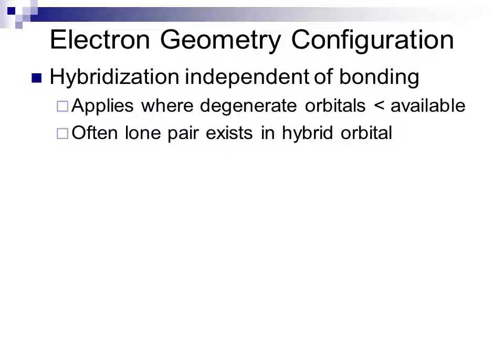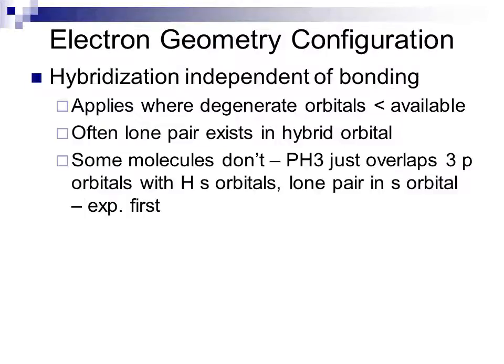If I look at ammonia, NH3, there are 3 H bonds and a lone pair in that molecule. The NH3 molecule has a tetrahedral electronic configuration. It has an sp3 hybrid configuration. And of those 4 hybrid orbitals, 3 bond to hydrogen, the 4th accepts the lone pair. In other instances, though, something like phosphorus trihydride simply overlaps 3 p orbitals with the H s orbitals, and the lone pair resides in the s orbital of the phosphorus instead.